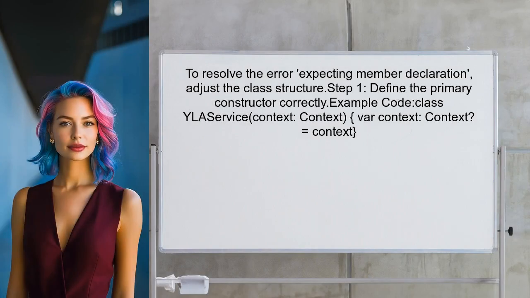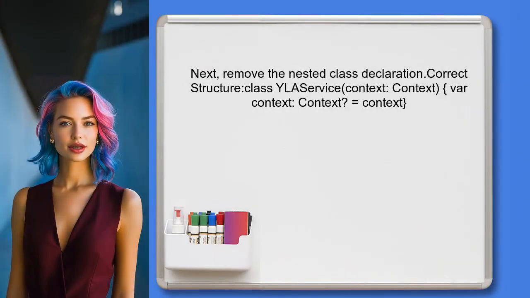To resolve the error expecting member declaration, the user needs to adjust the class structure. First, they should ensure that the primary constructor is defined correctly. Next, the user should remove the nested class declaration. The current structure is incorrect because it defines a class within a class. Instead, the user should have a single class definition.